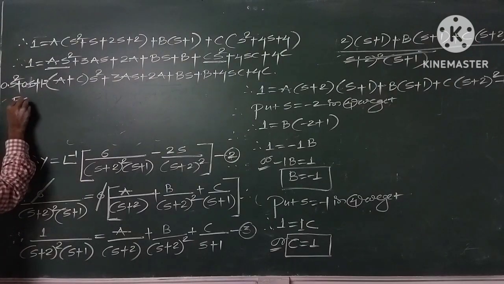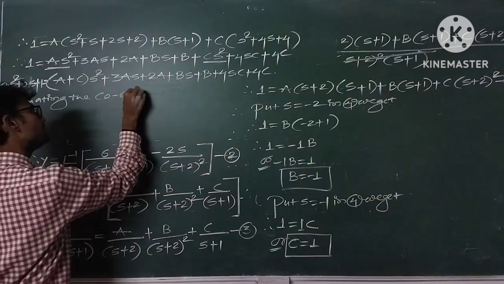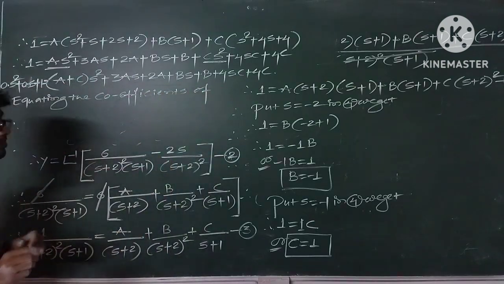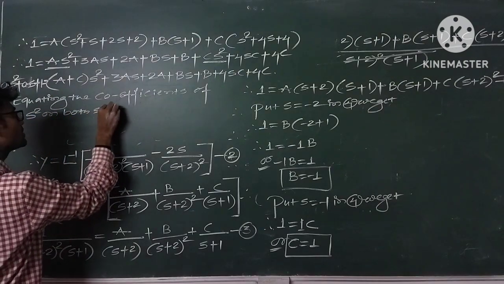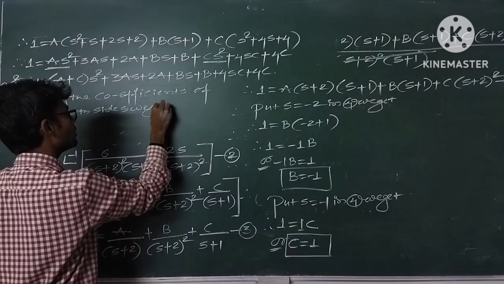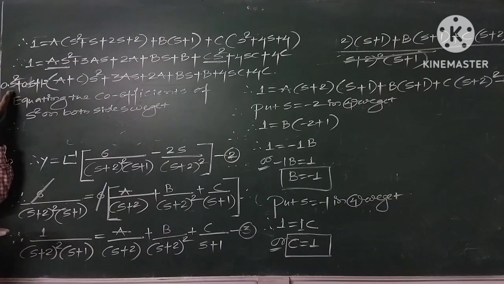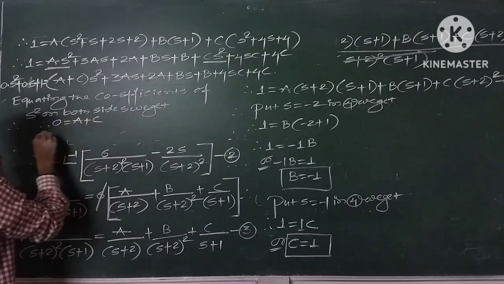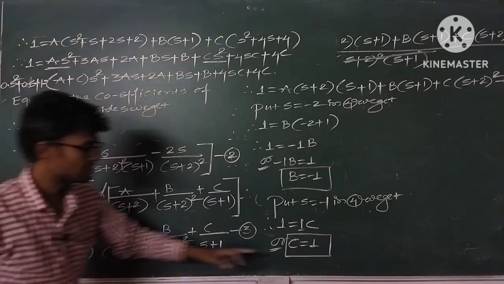Now you equate the coefficients, so I will write: equating the coefficients of s square on both sides we get, you are not having an s square term here, which means its coefficient is 0. Here the s square coefficient is a plus c, so therefore I will write 0 equal to a plus c, or a plus c equal to 0.